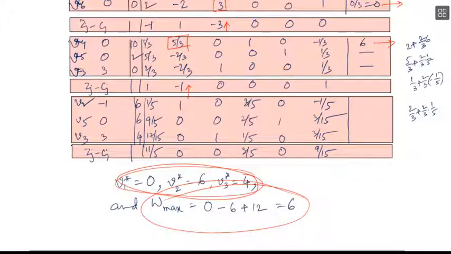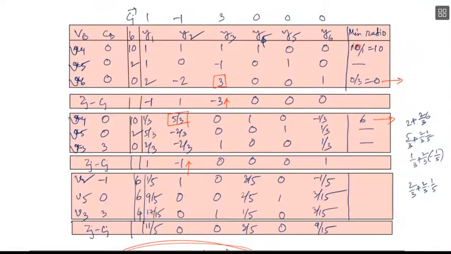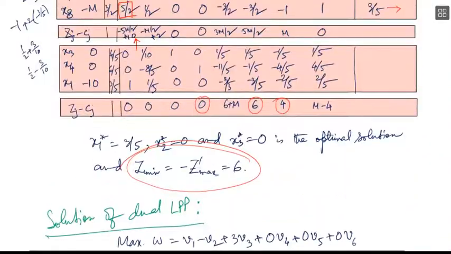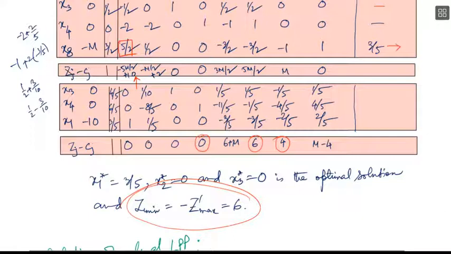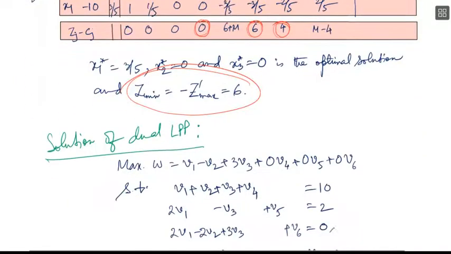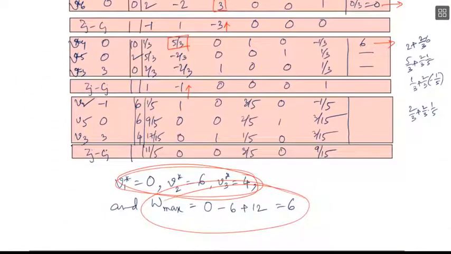That is, the slack or surplus variable introduced in the first constraint corresponds to the first variable in the dual problem, and the optimal solution can be obtained from the value of the Zj minus Cj in the corresponding column. Okay, and what about the dual?